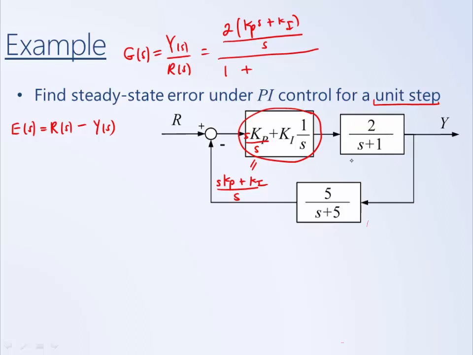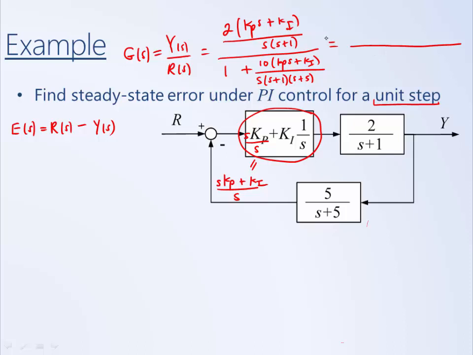Recognizing that 2 times 5 is 10, we have 10 times the quantity Kps plus Ki divided by S times the quantity S plus 1 times the quantity S plus 5. We then would like to clean this up, get it into the form of a single polynomial divided by a single polynomial. In order to do that, we can multiply through by this denominator. I left off an S plus 1 here in the forward path. So in order to clean this up, we can multiply through by this quantity.